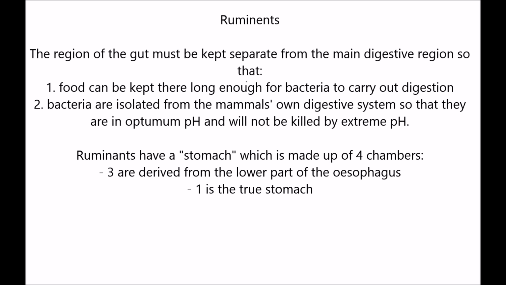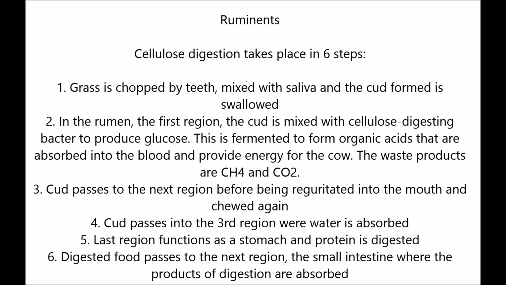Ruminants have a stomach which is made up of 4 chambers. 3 are derived from the lower part of the esophagus and 1 is the true stomach. Cellulose digestion takes place in 6 steps. In the textbook it says 3, but I wrote it all out and I've made it into 6. But yeah. Number 1. Grass is chopped by the teeth, mixed with saliva, and the cud formed is swallowed.